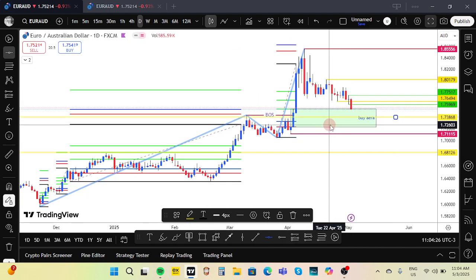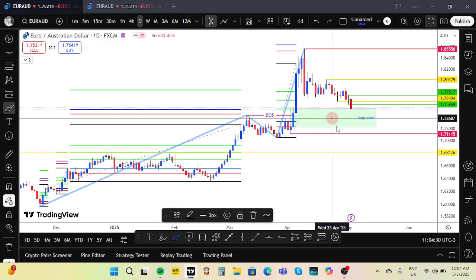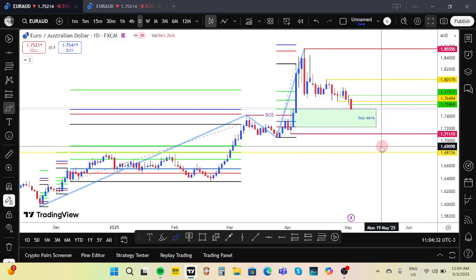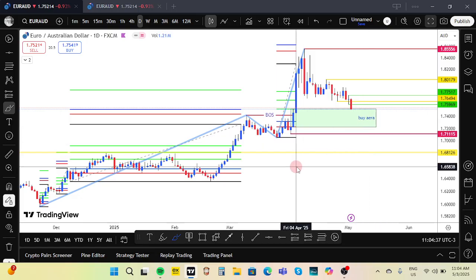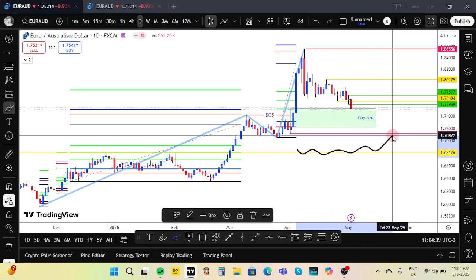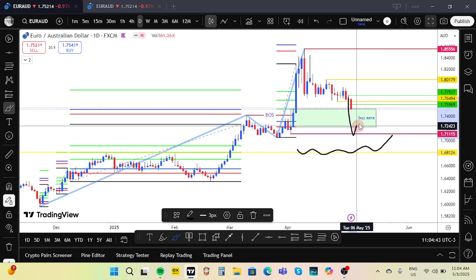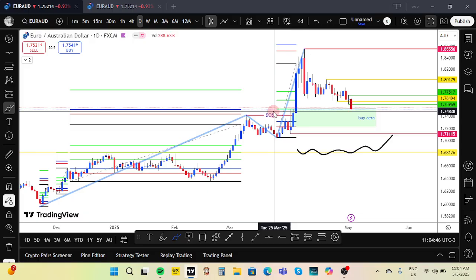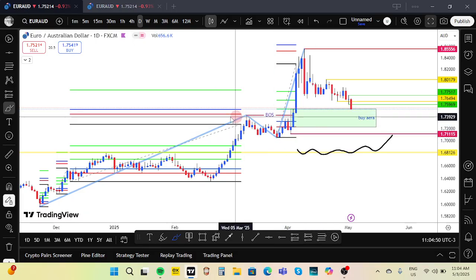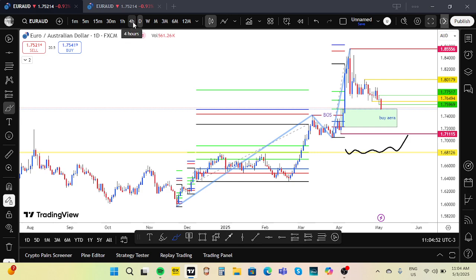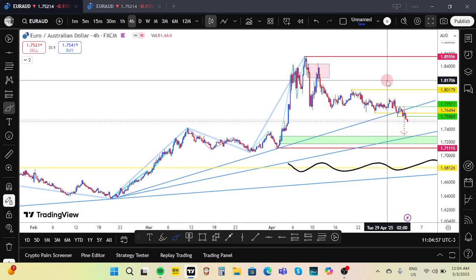So this area might not be where I'm going to buy eventually. But for whatsoever reason, I'm expecting to buy at this level. So if the market should come down here, then this Fibonacci is going to be invalid. So I'm going to change the Fibonacci. Now, I'll go to the 4-hour time frame right here, as you can see.